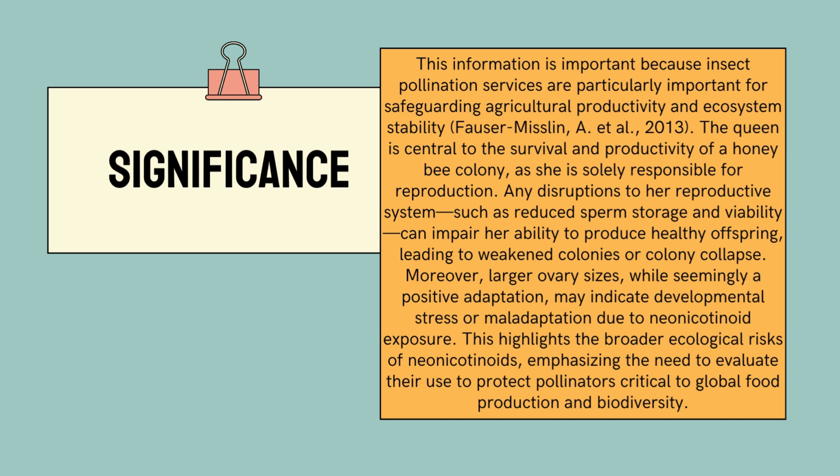The significance of this is that the information is important because insect pollination services are particularly important for safeguarding agricultural productivity and ecosystem sustainability. The queen specifically is really important to study and understand because she is the central survival and producer of the honeybee colony. She's solely responsible for reproduction, and anything that disrupts her reproductive system, such as reduced sperm storage and viability and the increasing of her ovary sizes, can weaken the colonies or cause a potential colony collapse.